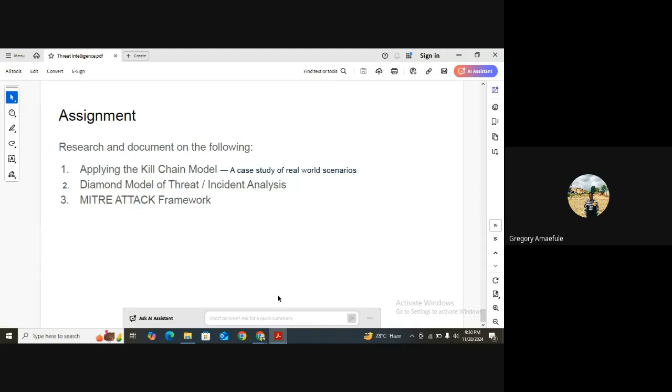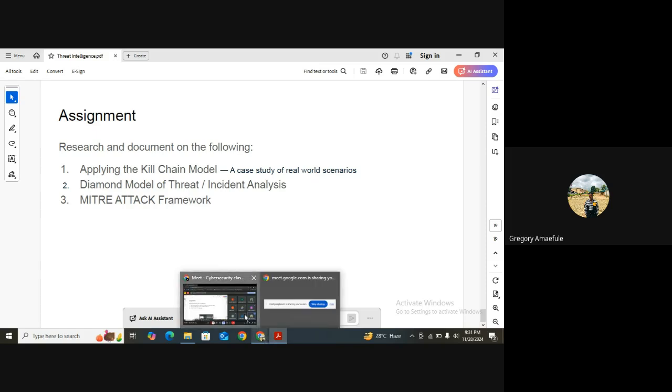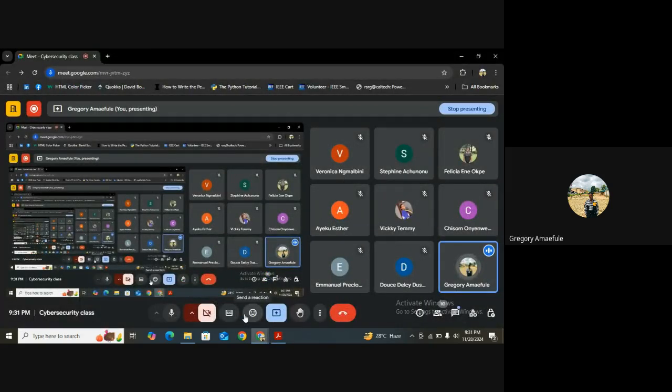Remember, I told you that during threat analysis, we have three models. We have the classic kill chain model, which I just covered, then we also have the Diamond model and the MITRE ATT&CK framework. These are also models that you need to understand. You're going to go and research on it and try to understand it on your own. I've already introduced the first model. After the class, I'm going to send these slides to the group.